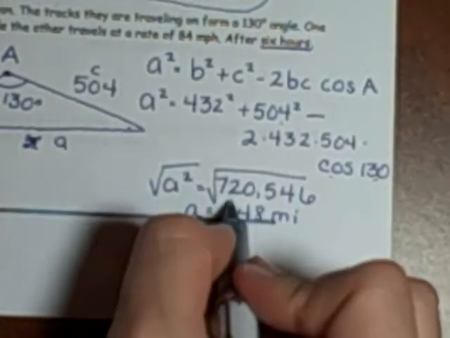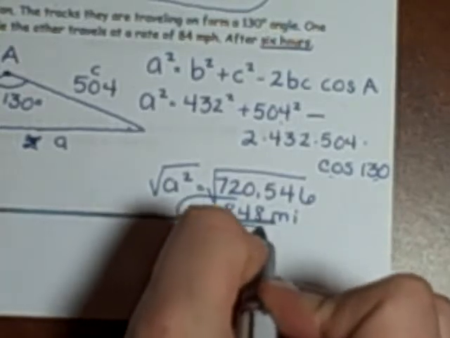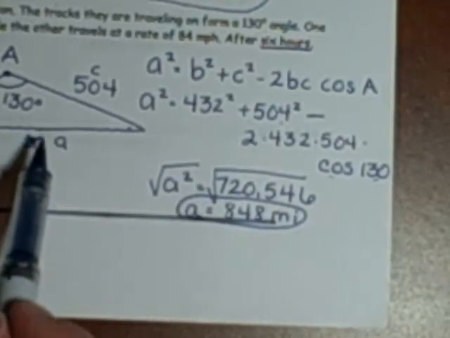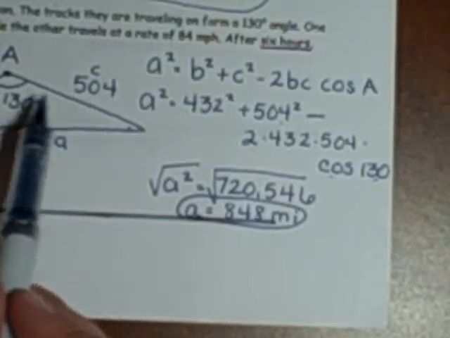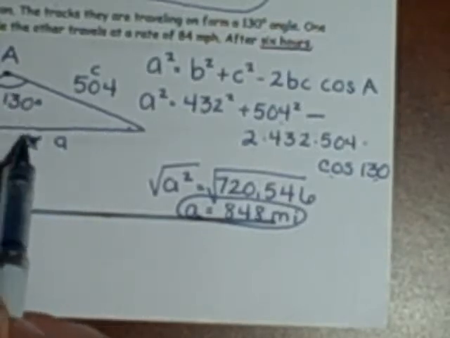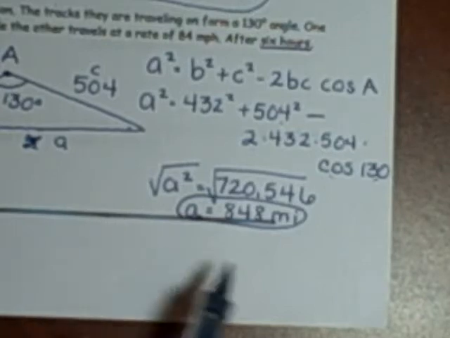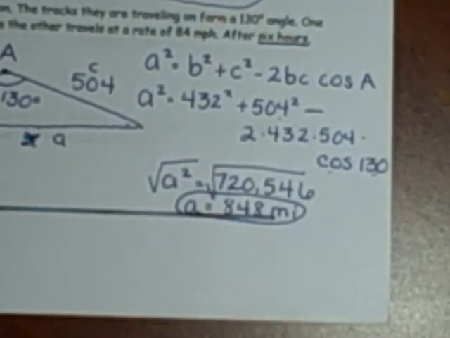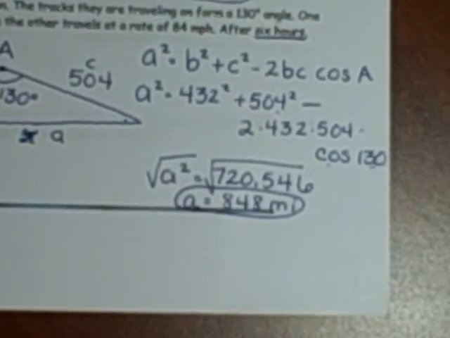Your rounding might be a little different depending on where you rounded in the last part. But my final answer, 848 miles. And that does seem big compared to these numbers, but with this wide angle like that, that makes some sense. So 848 miles for your final answer there. Okay, that's it for this video. We've got one page left to go.